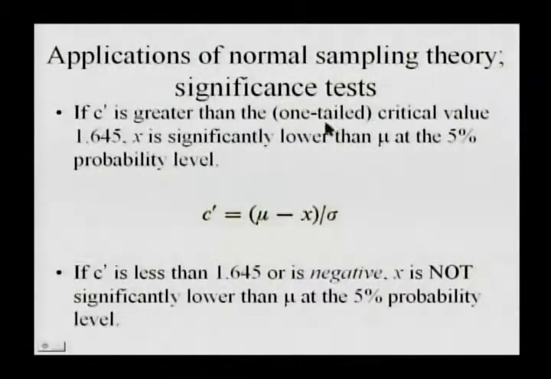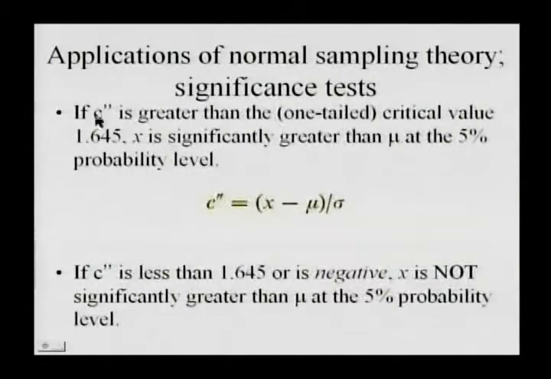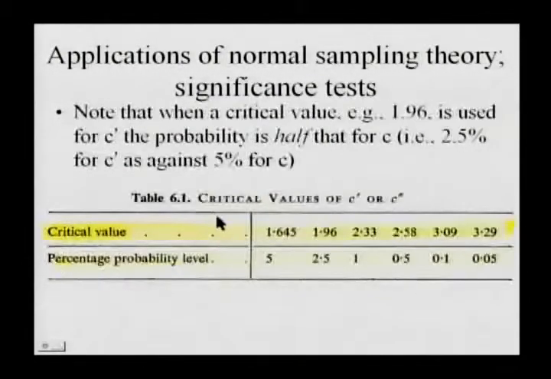So if C prime is greater than the one-tailed critical value 1.645, X is significantly lower than mu at the 5% probability level, so the C prime, as we had stated. If C prime is less than 1.645 or is negative, X is not significantly lower than mu at the 5% probability level, and you would say that it is included in that population. If C prime prime is greater than the one-tailed critical value 1.645, X is significantly greater than mu at the 5% probability level, and here we're just using the C prime prime formula, and it is the same statement here. If it is not greater than this value, if it's less than that value, then you have a 5% probability that that observation is included in the population.